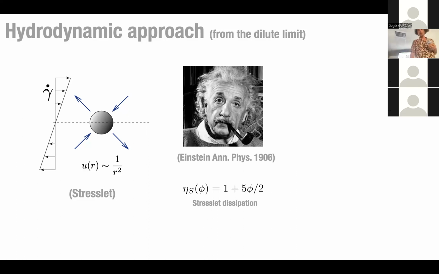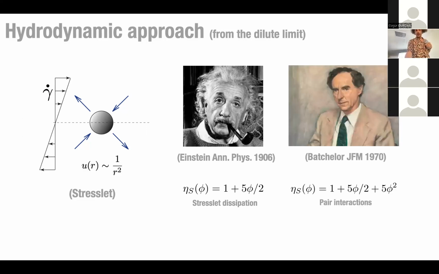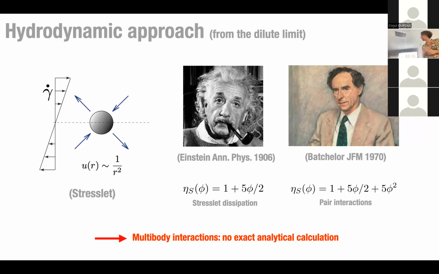Okay, so this was in 1906, and then it took about 70 years for Batchelor to predict the second order term, a calculation which is more complex because you have to describe the pair interactions. And then if you want to go further, you need to account for the multi-body interaction because it's a long-range problem. And today there is no exact solution.